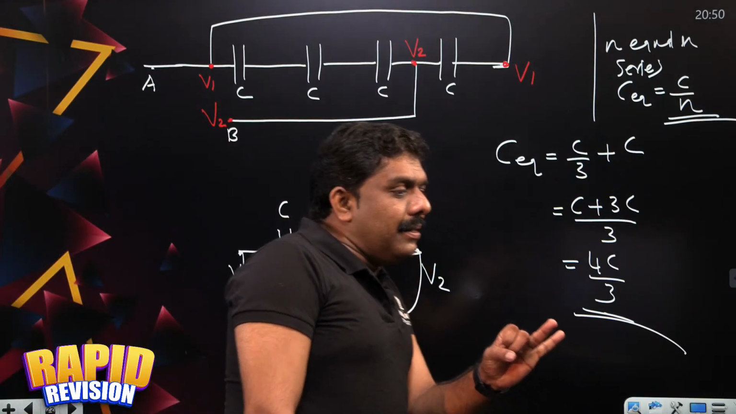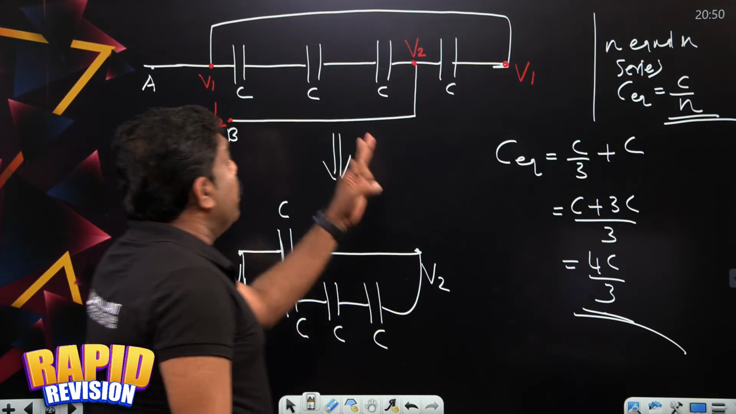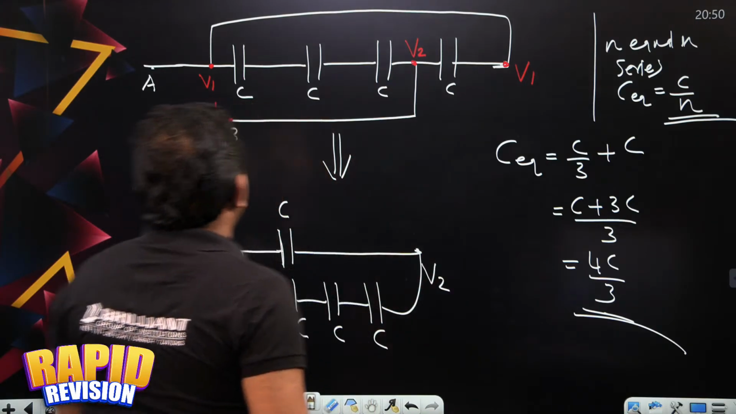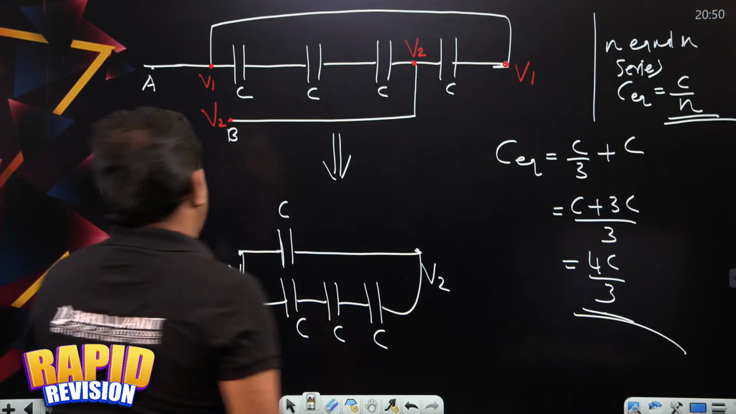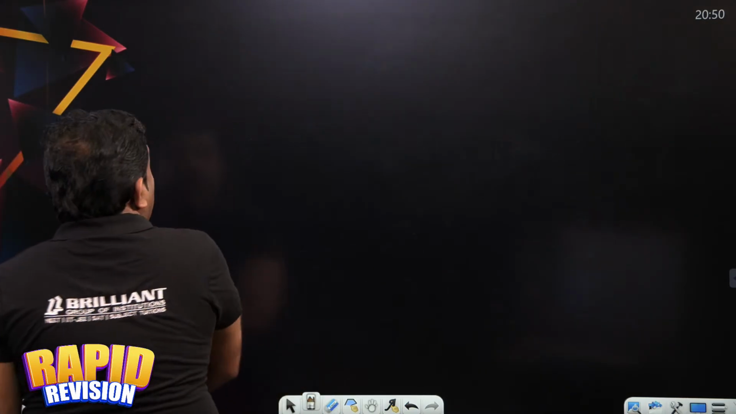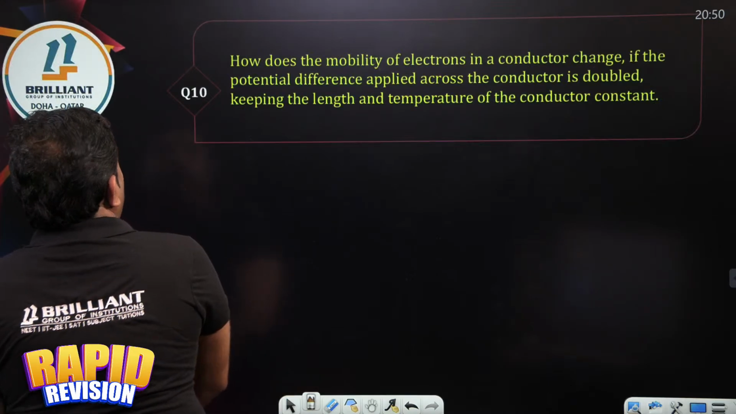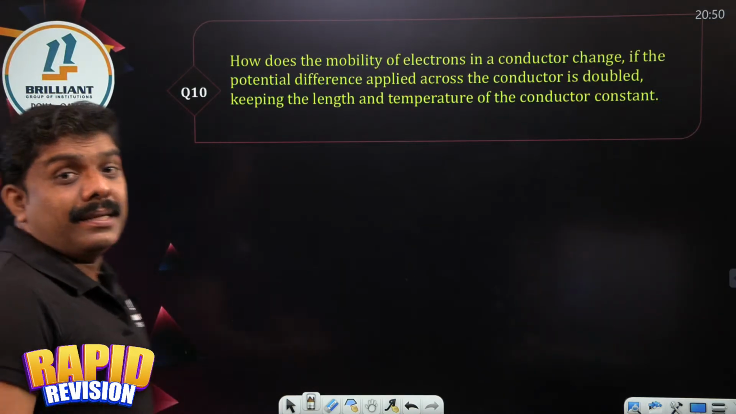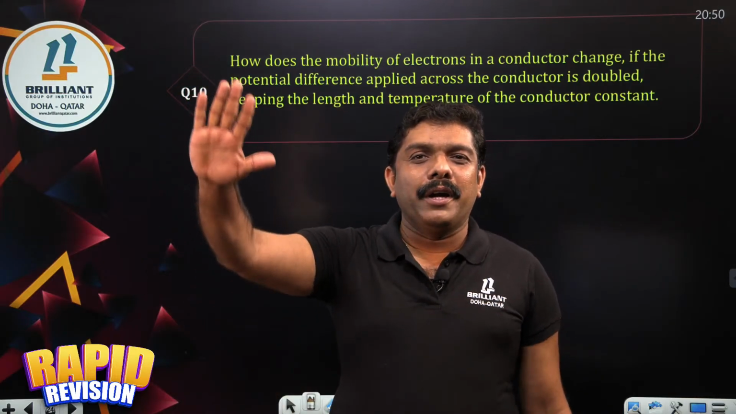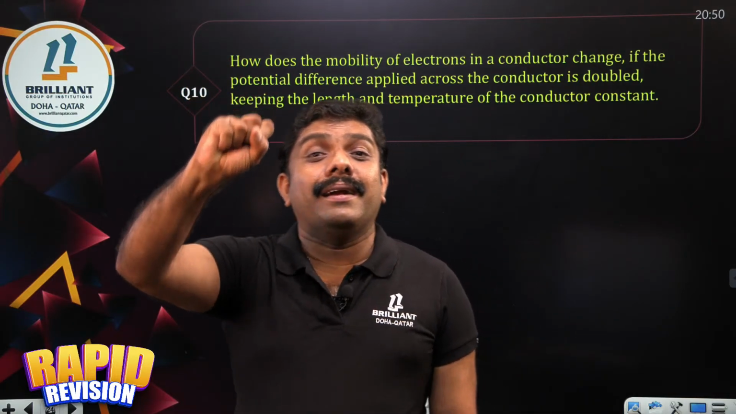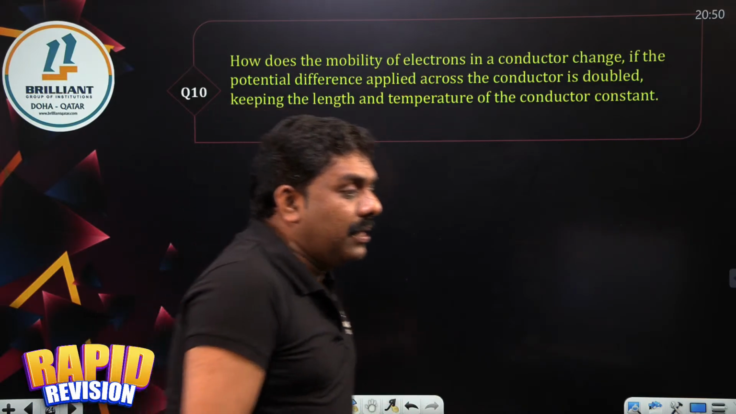Yes, Adil, right, right, Dhruvil, right. Okay, you got the right answer correctly. So that is equal to 4C by 3, that is the equivalent capacitance. Now we are explaining the next question. So please see question 10. Question 10 is current electricity questions. So we are going to the important current electricity questions from this chapter now.